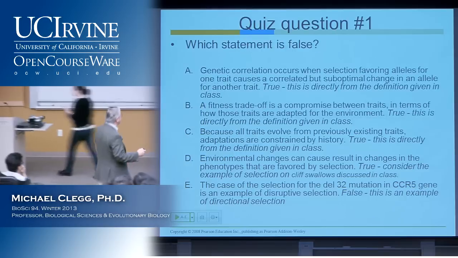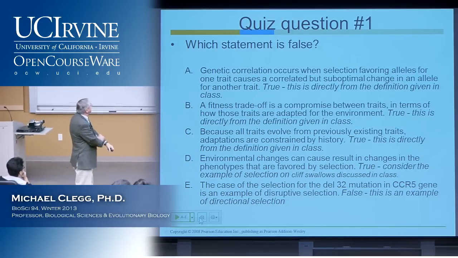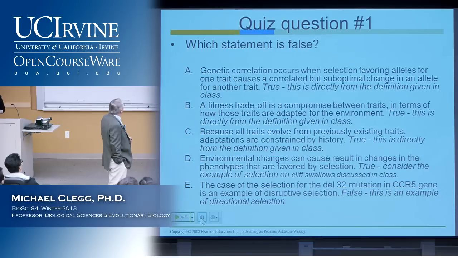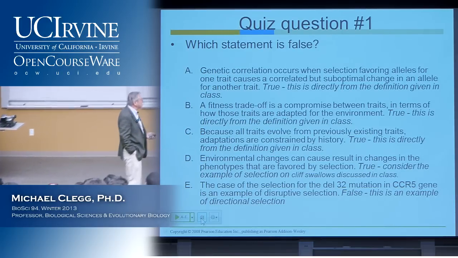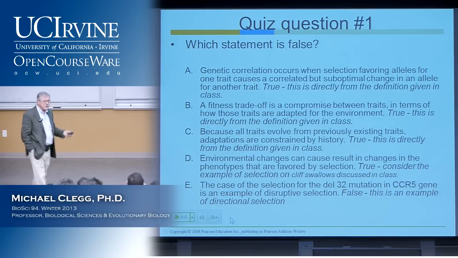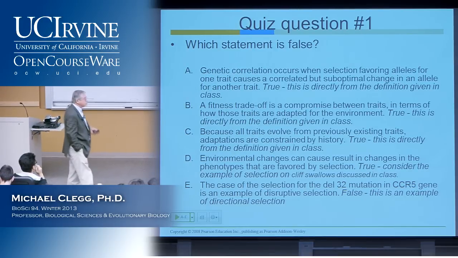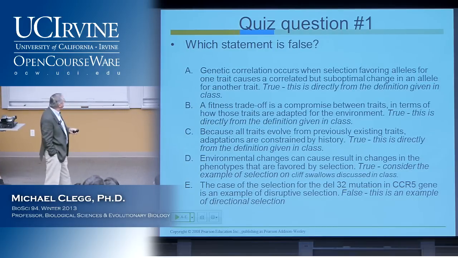Okay, so let's quickly look at the answers. A: genetic correlation occurs when selection favoring alleles for one trait causes a correlated but suboptimal change in alleles for another trait. True, that's right out of the book, and it's also the definition in class. B: fitness trade-off is a compromise between traits in terms of how those traits are adapted to the environment. That's also true. It's again directly from the stuff in class, and it's in the book. C: all traits evolve from previously existing traits. Adaptations are constrained by history. True. Again, directly from both the class and the book.